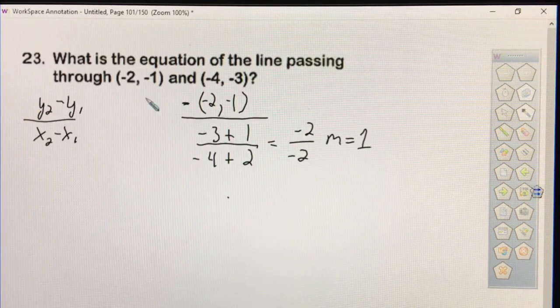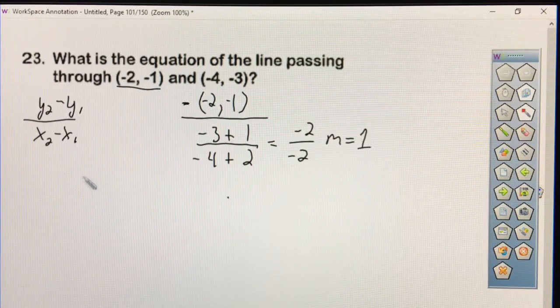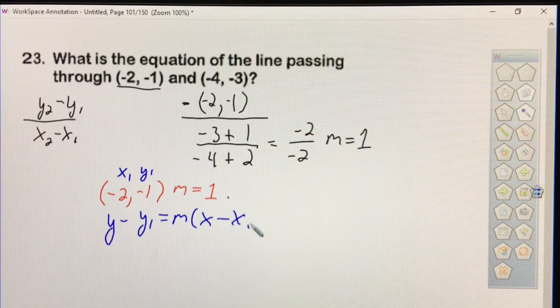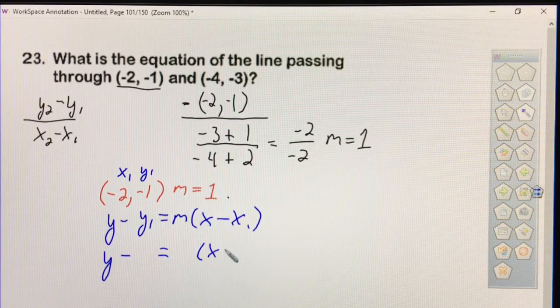Now I have to choose a point. I'm going to choose the point negative 2, negative 1 to use this formula. So I have a point, negative 2, negative 1, and a slope of 1. This is my x sub 1, this is my y sub 1, and this is my slope. I'm going to use the formula y minus y sub 1 equals m times x minus x sub 1. And I'm going to leave a template: y minus something equals something times x minus something else. And I'm going to fill in my something somethings with these values.